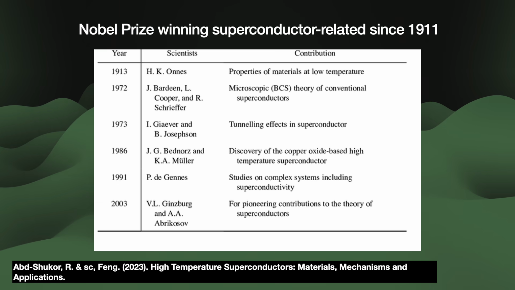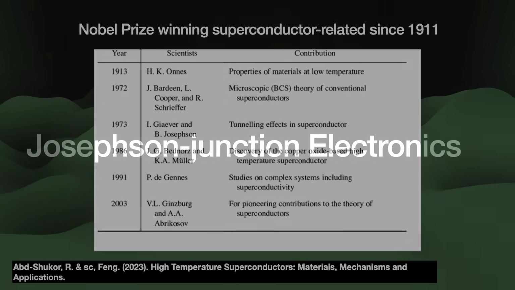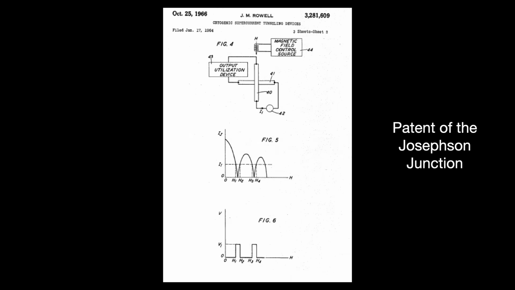A year after Josephson's thesis came out, P.W. Anderson and J. Rowell of Bell Labs produced an experimental circuit based on this theory, creating the Josephson junction switch. There are a variety of implementations.